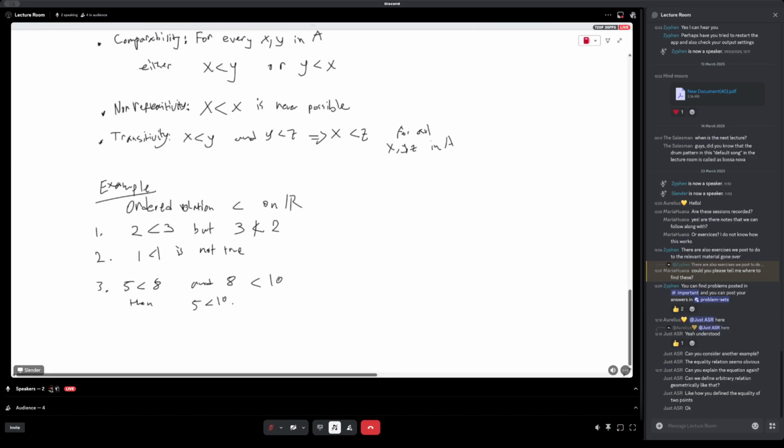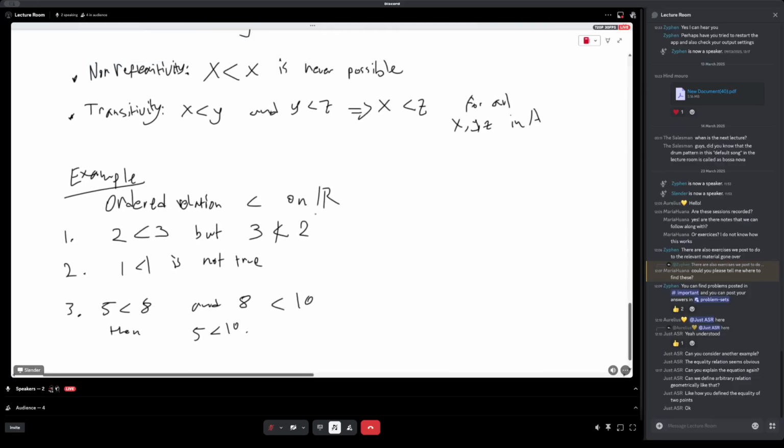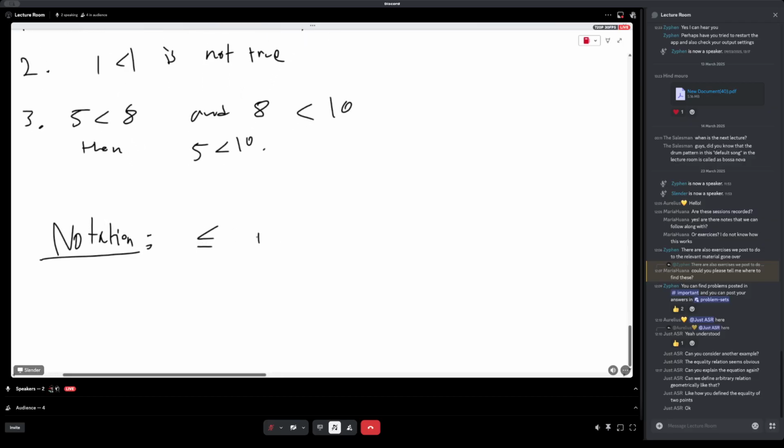Now, we also use this specific notation to show less than or equal to. This just means, let's say A less than or equal to B, either A equals B or A is less than B. It satisfies this ordered relation.